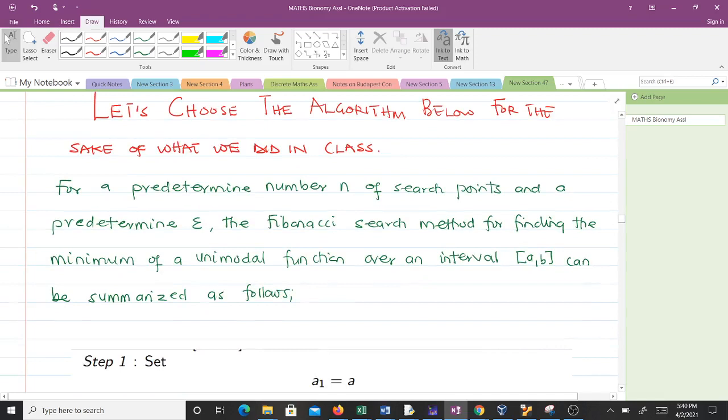So for a predetermined number n of search points and a predetermined epsilon, the Fibonacci search method for finding the minimum of a unimodal function. I hope you remember what a unimodal function is. It has one turning point. So over an interval AB can be summarized as follows. Okay, so this is the algorithm.